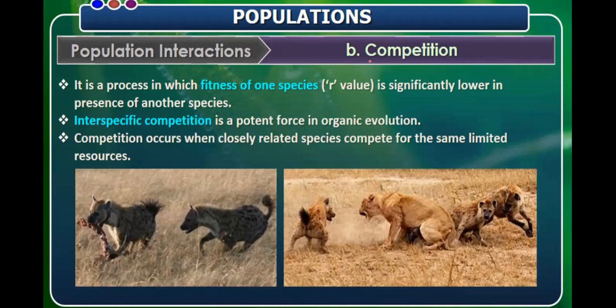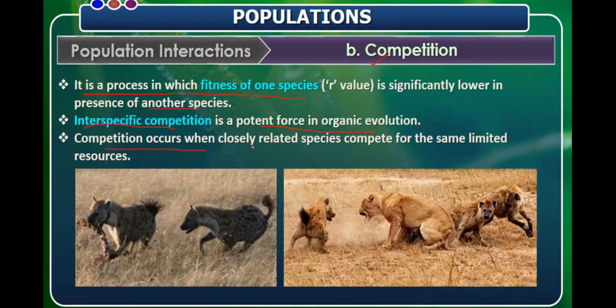Competition is next. Population interaction is what? Competition. This is the process in which the fitness of one species, the r value, meaning the ability to survive and reproduce, is significantly lower in the presence of another species. If the r value goes down in the presence of another species, that is competition. Interspecific competition is a potent force in organic evolution.